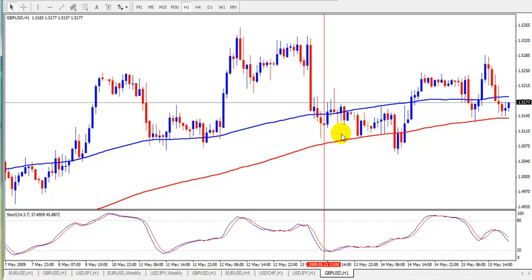in looking at, especially if I have a confluence where I have an SMA that happens to be on a significant support line.